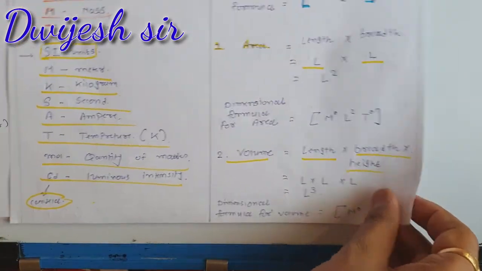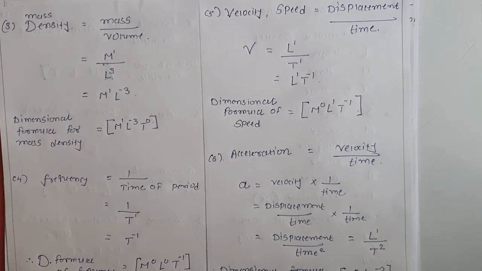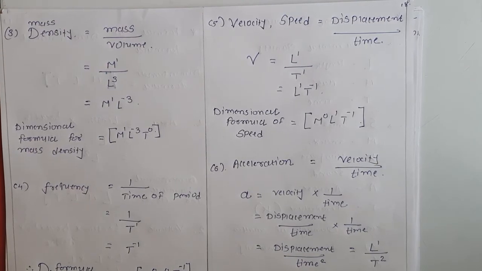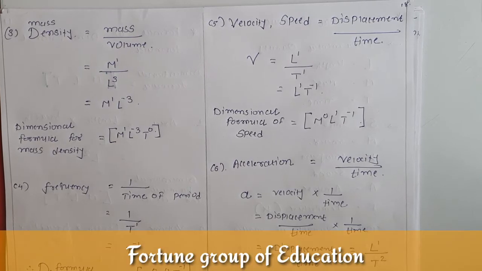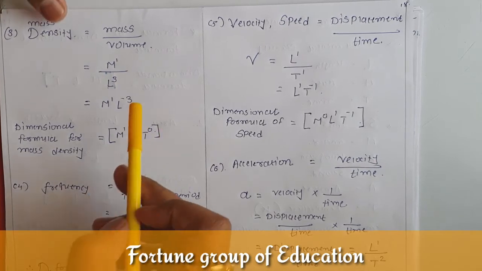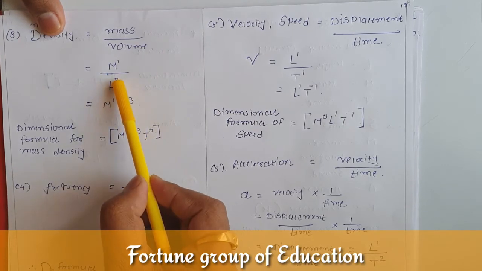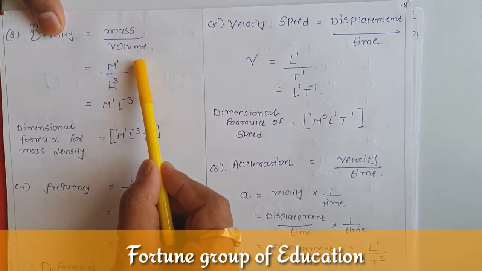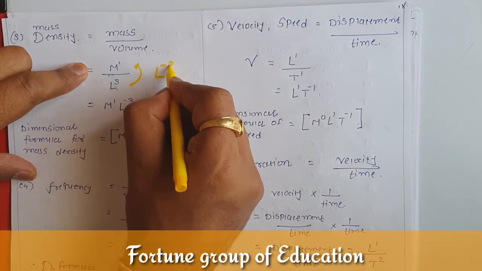Okay, fine. Next, our quantity is mass density. You know density. What is density? Density equals mass upon volume. Now what is the mass? Mass is M to the power 1. What is the volume? Volume is L3. If this L3 goes to the numerator, then the power is -3. If the power is minus, then in the upper side it is plus, but here it is in the denominator as +3. So when we take it to the upper side, it becomes L -3.